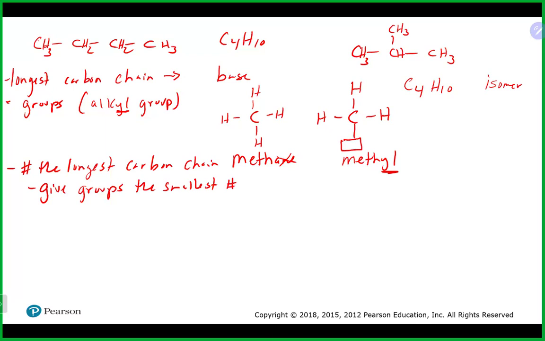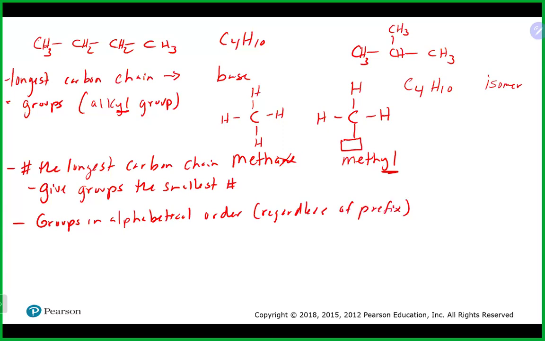And once you've done that, you've identified your groups, and you've identified what carbons they're on, you can now name it, and you go with your groups in alphabetical order. And that is regardless of prefix. So for example, I think we saw one at the very end where it's like dimethyl or something like that. And we would not look at the di part of the name there.